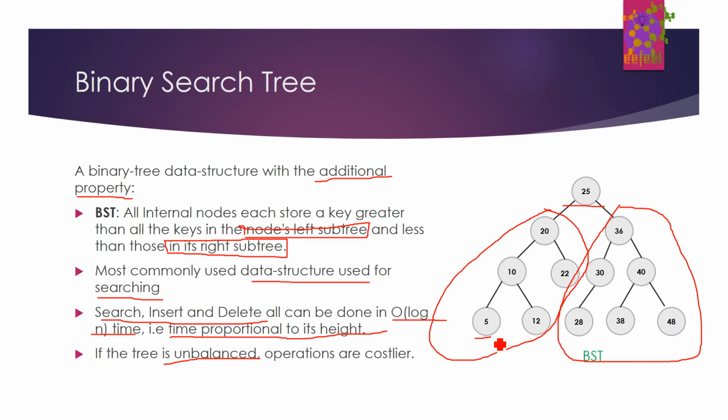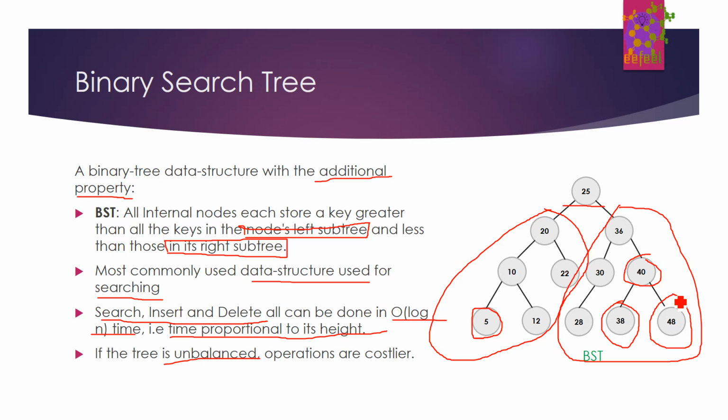Let's take 5. 5 doesn't have any left subtree or right subtree, so it's good. Let's take 40. 40's left child is 38, which is less than 40, and 40's right child is 48, which is greater than 40. The same holds for every node in the binary tree.